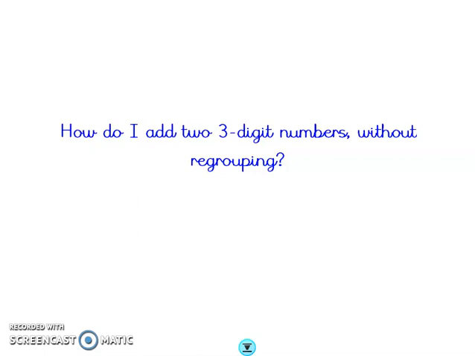So in this first video, we're going to be looking at how to add two 3-digit numbers, and we're going to be visiting the column method for the first time in this sequence. So we're not going to be looking at regrouping numbers, so we're going to be making it quite simple, but it's just to learn this strategy.